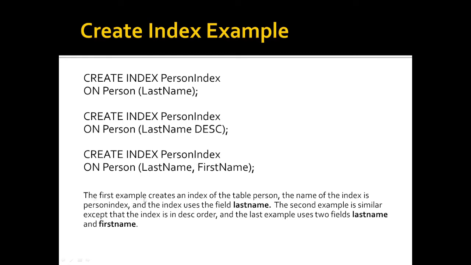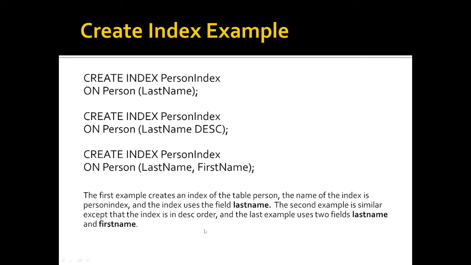So again, the first example creates an index on the table person. The name of the index is person index, and the index uses the field last name. The second example is similar, except that the index is in descending order. And the last example uses two fields, last name and first name.